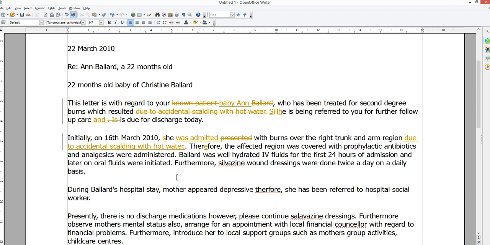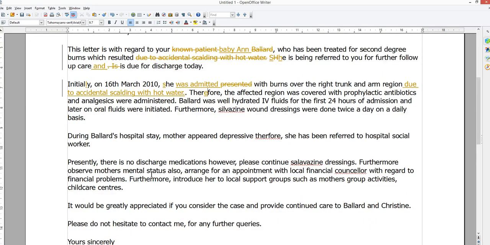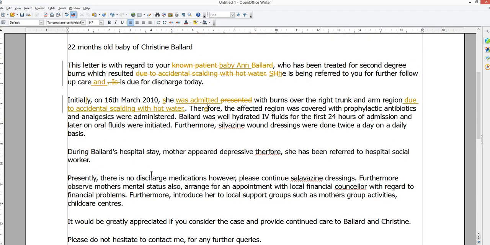But for this case here, use of passive is recommended because it's a hospital and the writer is the charge nurse, not the doctor. So presumably some other person administered the analgesics, etc. So in that case, passive works because one use of passive is when you don't know who, or it's unimportant who performed the action.